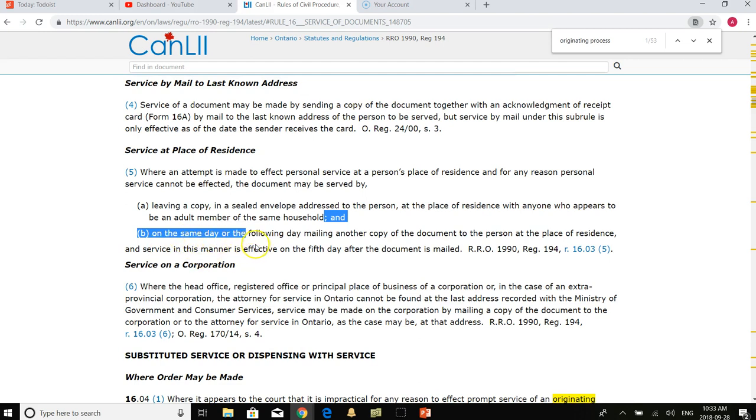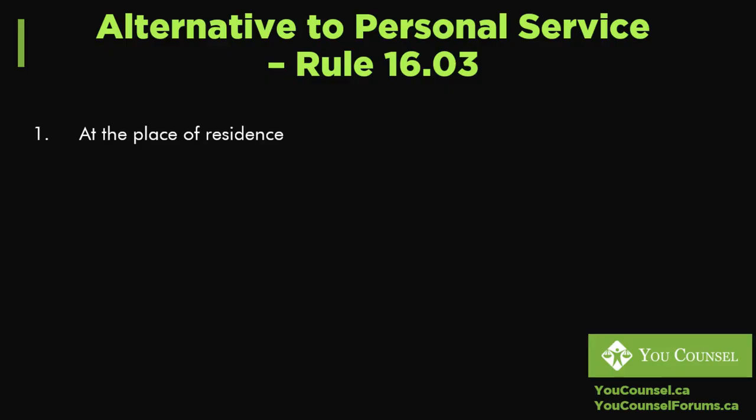Then on the same day or the following day, by mailing another copy of the document to the person at the place of residence, and service in this manner is effective on the 5th day after the document is mailed. So there are basically two steps. If that person is not present at the residence, you leave it with an adult member of that household, and then the next day you have to send another copy by mail to the same place of residence. If you don't follow step number 2, then the service will not be effective. So that's an example of effecting service at the place of residence.